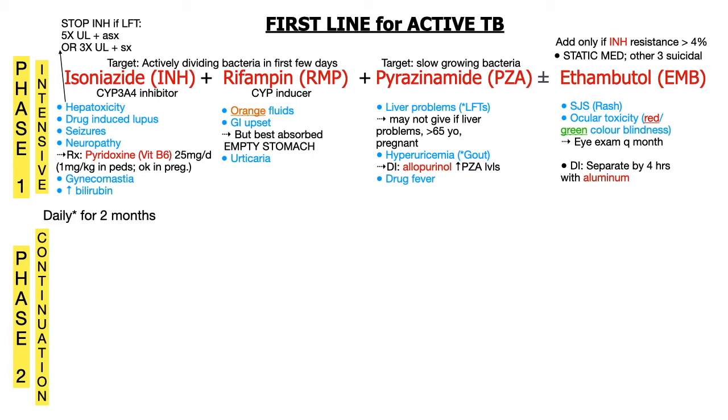Now phase 1 medications are taken daily for 2 months. However, daily can mean daily, or it can mean daily for 5 times a week. But each time that they take it in this 5 times a week, it must be an observed dose. By this point, after 2 months, the culture should come back and the results will dictate the duration of phase 2.